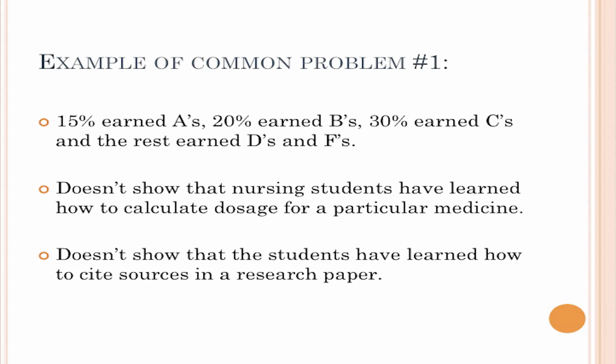So here's an example. Let's give example number 1. 15% of the students in this class earned an A, 20% earned a B, 30% earned C's, and the rest of the students received D's or F's. Well, that provides a grade for the students, but it does not provide us examples of knowledge, such as this doesn't show that nursing students have learned how to calculate dosage for a particular medicine. It also doesn't show that the students have learned how to cite sources on a research paper.